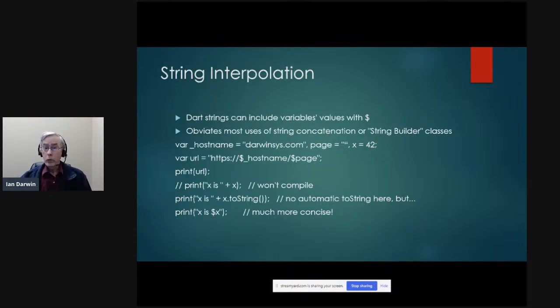Print URL. Now, we also said var hostname, page, and x. Notice, by the way, you can mix in a var. You can mix strings with numeric types, and it'll still compile. It just does type inference on each one individually.